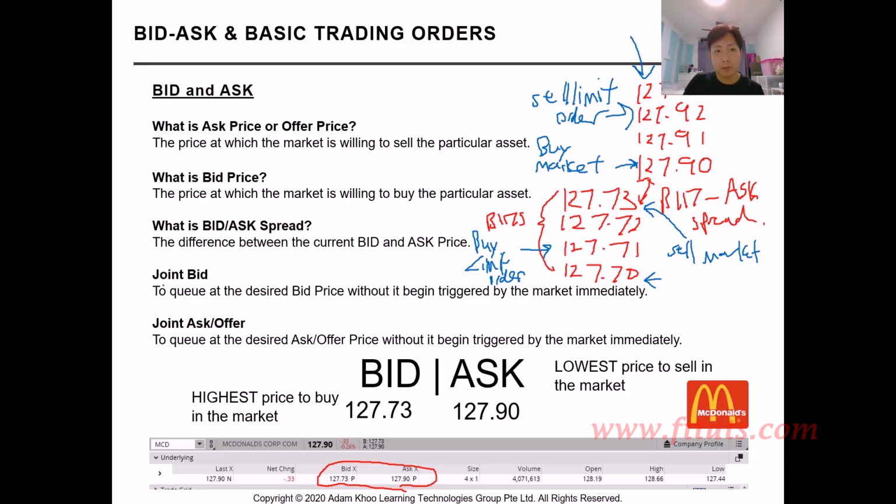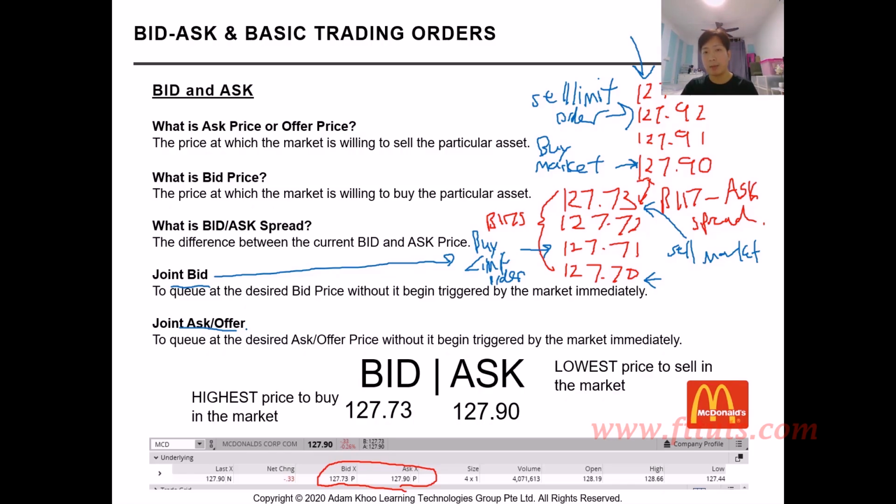And what do we mean by join bid? Another way of calling a buy limit order is this term called join bid. Join bid is basically a lingo to say that you're putting a buy limit order. When you say that you're putting a join offer, you're basically putting a sell limit order, to queue up in the market.